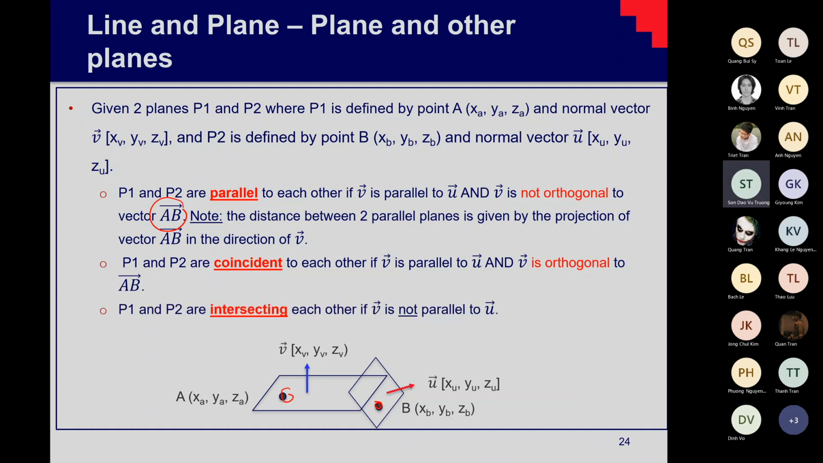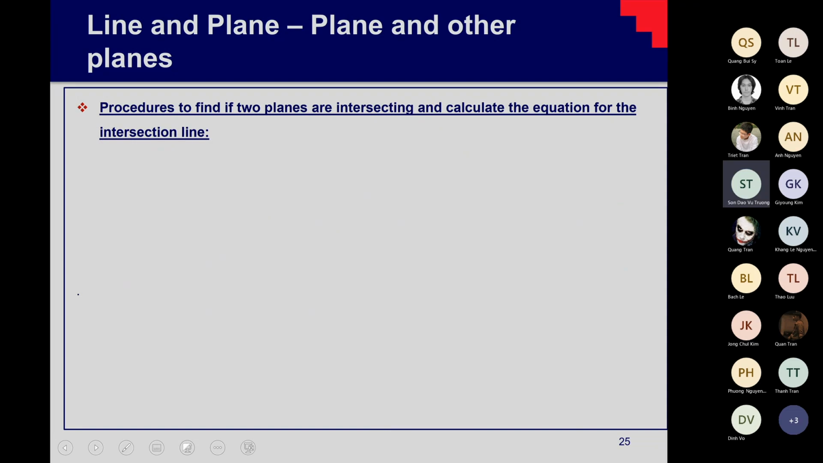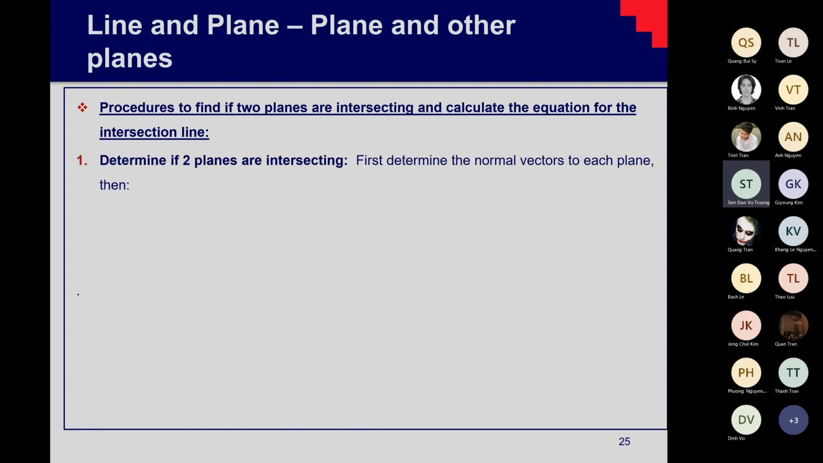And lastly, planes P1 and P2 are intersecting each other if vector V is not parallel to vector U. So these two planes will intersect somehow. The procedure to determine whether two planes are intersecting, and to calculate the equation for the intersection line: first, we determine whether the two planes are intersecting. We need to determine the normal vector to each of the planes, V and U in this case.